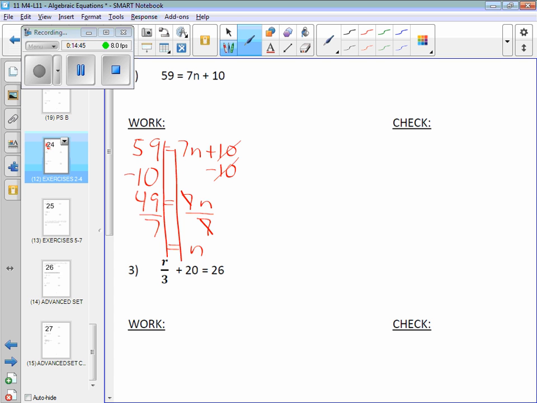Say it out loud, everybody. Don't let it confuse you if you see the n on the other side. n equals 7, 7 equals n is the same thing. You could flip it if you wanted to. Do a mental check. Here's my 7. Substitute in. What's 7 times 7? Take away 10 or add 10. 59. You know it's going to work. We just have to show it.